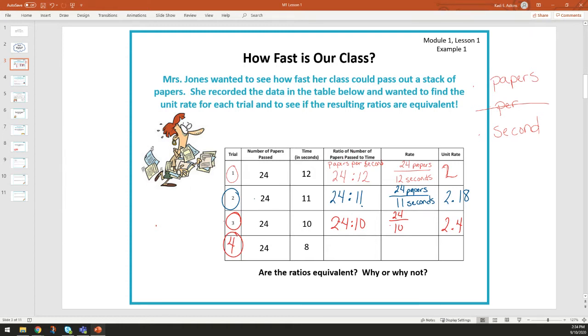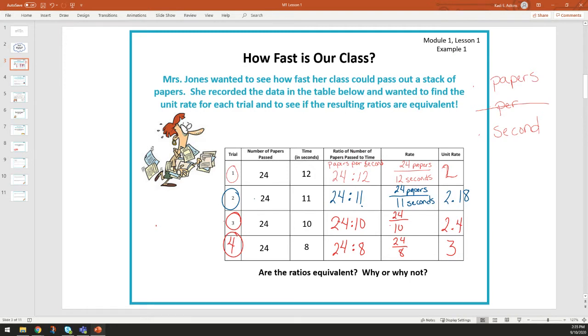And then our trial 4, we had 24 papers for 8 seconds. So 24:8 for our ratio. We're taking 24 divided by 8, and that gives me 3. So in our last trial, we ended up with 3 papers for each second.